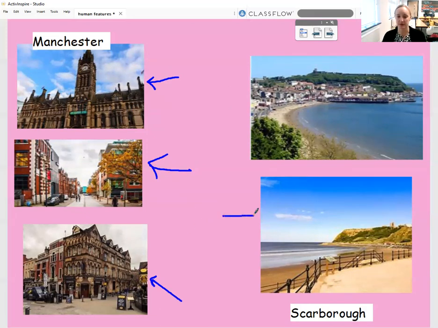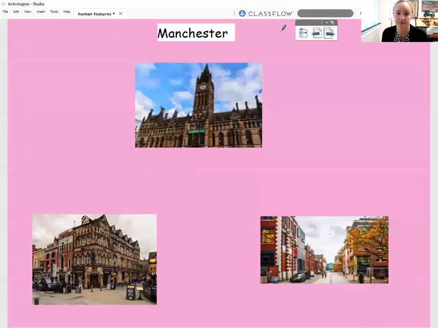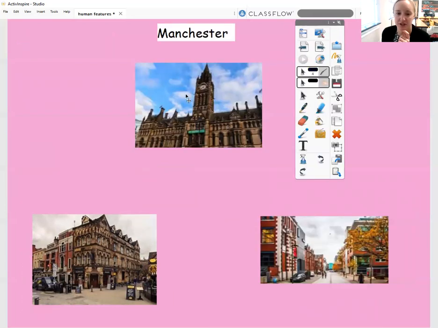And then the other place that we're going to have a little look at identifying these features in is Scarborough. Some of you might have been to Scarborough before. You might have even gone on this beach, or even paddled in the sea, or even eaten an ice cream or some fish and chips there. So 2 different places. And we're going to have a look at pictures of these places and see if we can find any human features in these places. So we're not looking at physical features today, we're just identifying the human features in these places. So first up, we've got Manchester.